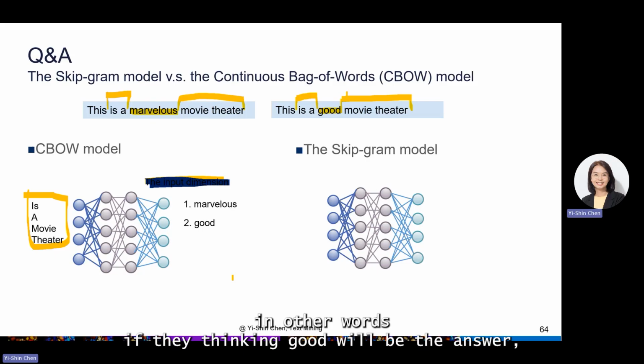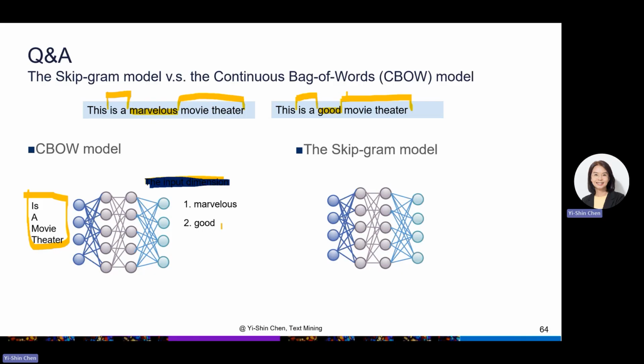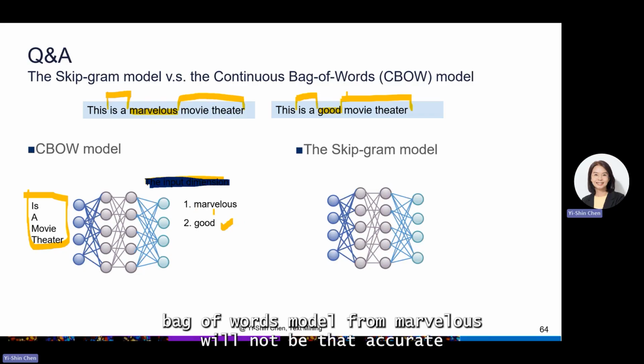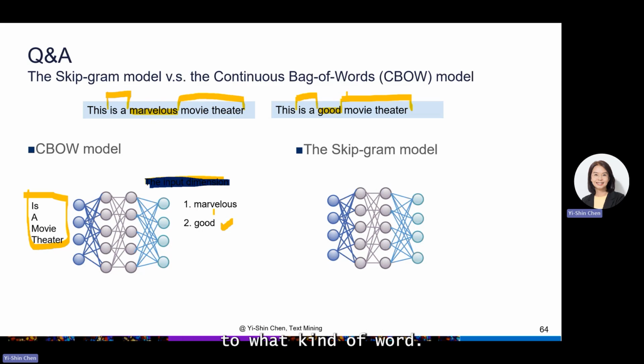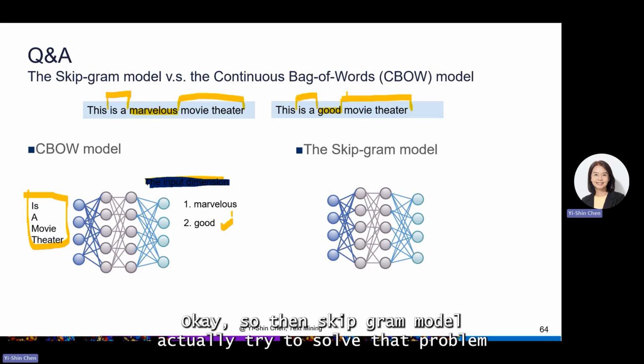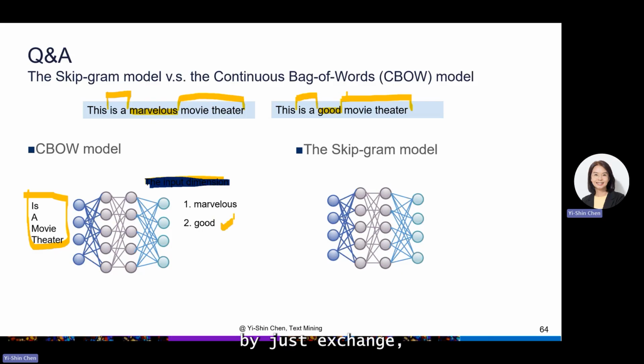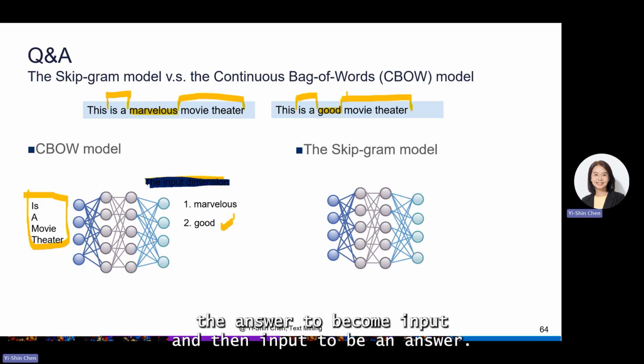In other words, if they think good will be the answer, it means that the encoding, the vector we learn from the continuous bag of words model for marvelous, will not be that accurate, because they don't really know the relationship from marvelous to what kind of words. So the skip gram model tries to solve that problem by exchanging the answer to become input and the input to become the answer.